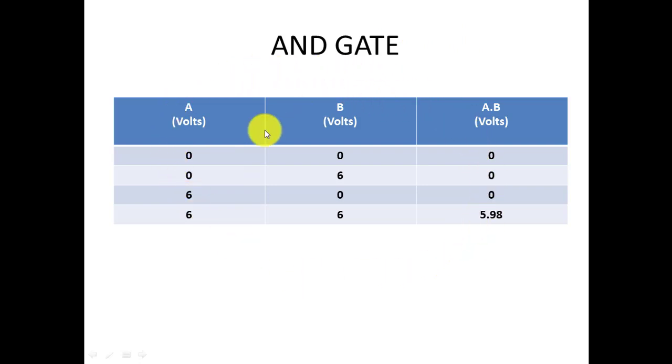So this is the truth table that you have to verify, and you have to write both of these truth tables with the true voltages that you will get on your electronic workbench. You will write these voltages in your copy in the form of this table, along with the circuit diagram and the details of your experiment.